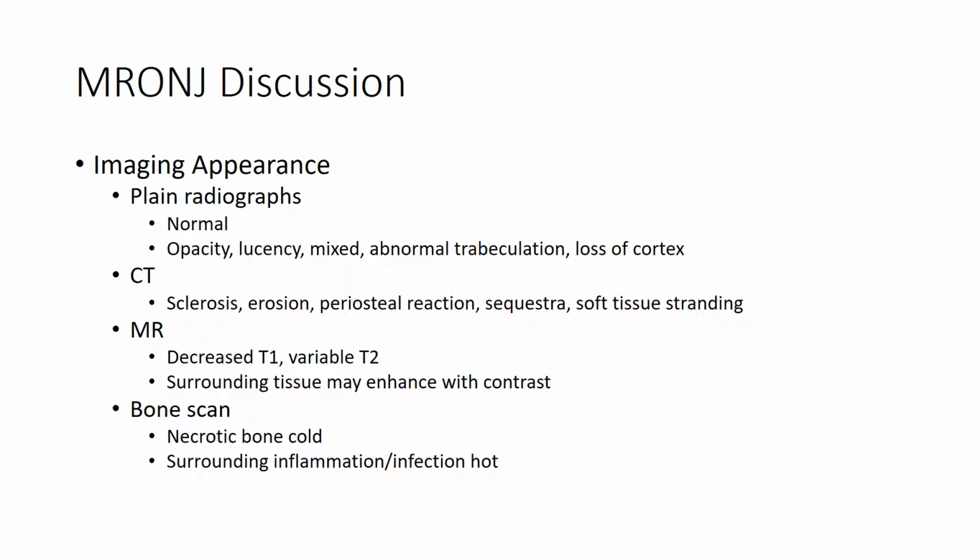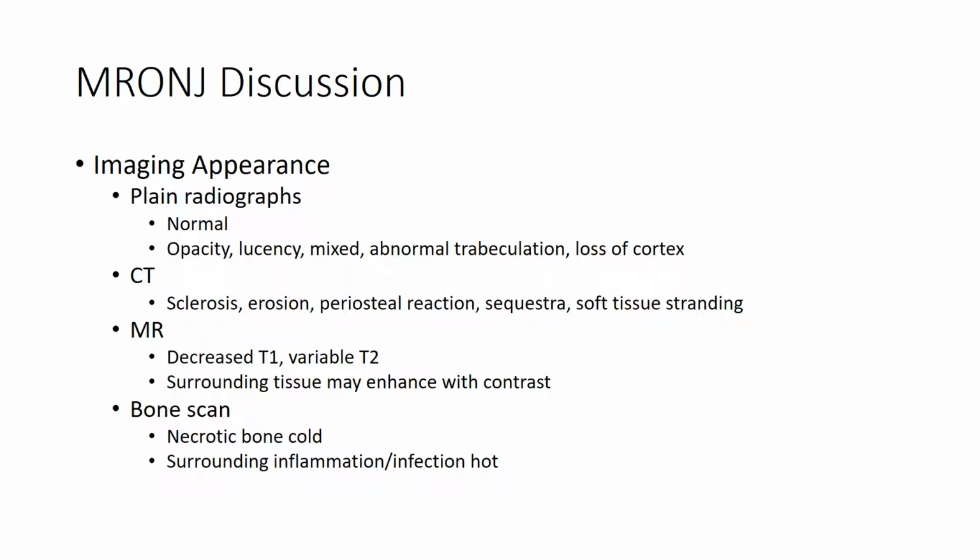This slide reviews the imaging appearance of medication-related osteonecrosis. On plain films, it could be normal or appear normal because it's not detectable, especially in the case of the anterior maxilla, which is poorly imaged often on panoramic radiographs. The plain radiographs may show areas of opacity, lucency, or mixed areas, and it may show abnormal trabeculation or loss of cortex. CT scan may show sclerosis, or it may show one of those definitely abnormal findings such as erosion, periosteal reaction, sequestra, or surrounding soft tissue stranding.